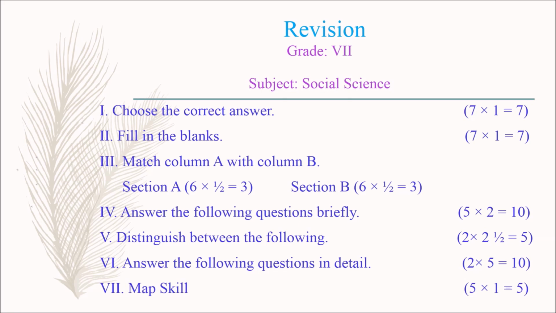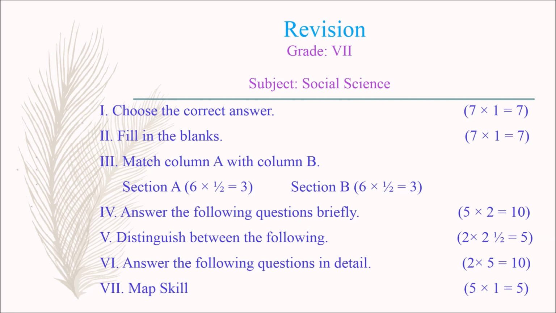Roman letter 4, answer the following questions briefly. Here, you will get 5 questions. In that, each question carries 2 marks. So totally 10 marks for short answer questions. Roman letter 5, distinguish between the following. Here, you will get 2 questions. In that, each question carries 2.5 marks. So, totally 5 marks for distinguish between the following.